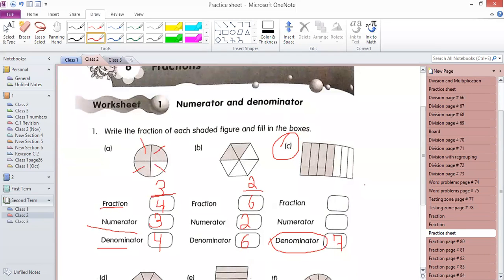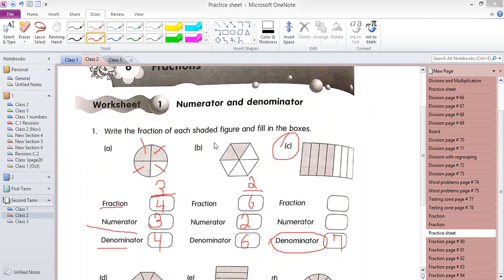This is fraction sign. What you will write up? 7? No. 1? No. 4. You will write 4 up and then 7 down. Aha, very good. Thank you, Anas.